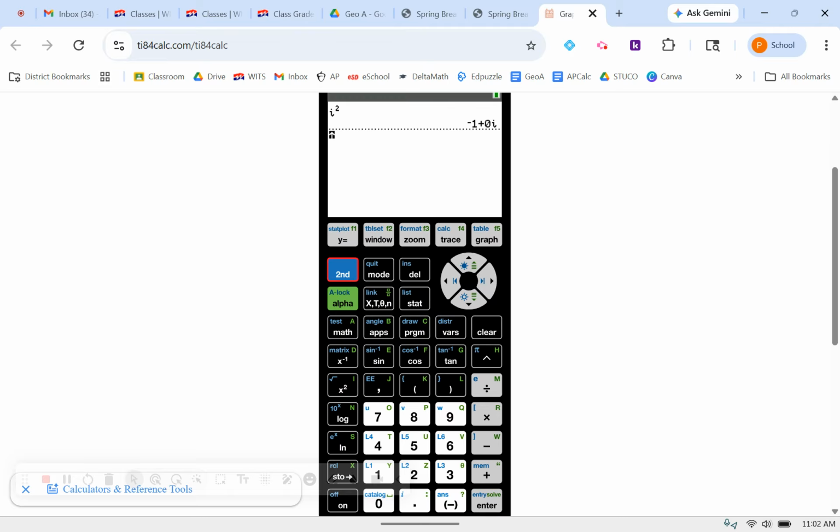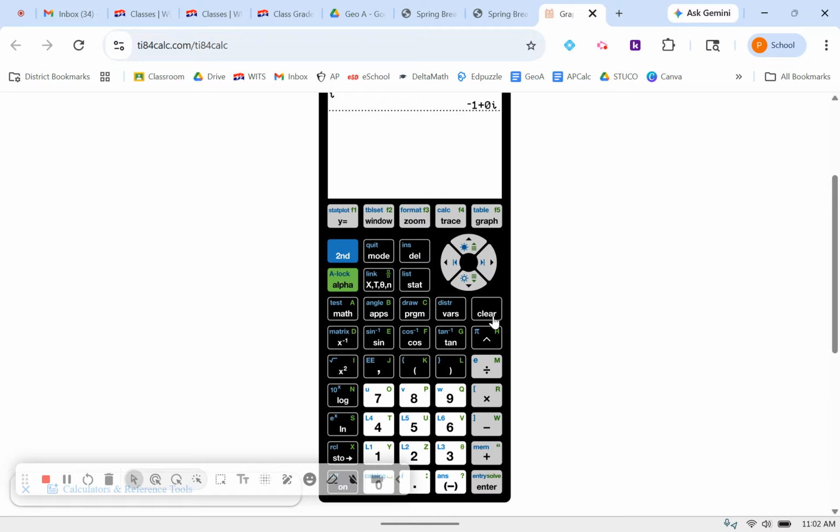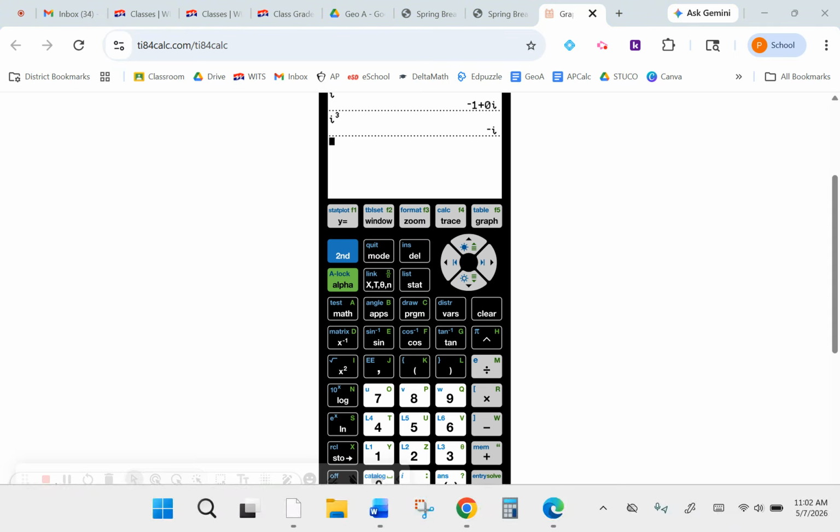But if we wanted to do like i cubed, oh, that's a pi. Second i, come on. And then we cube it, there's your -i. Okay, so you do have your calculators. You can use that to help you.